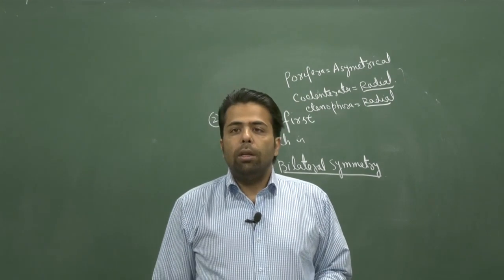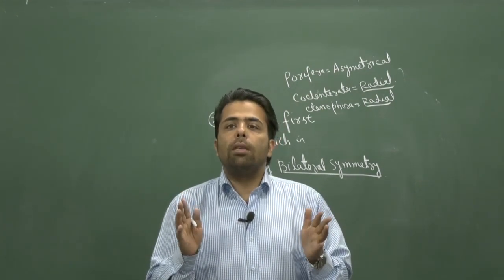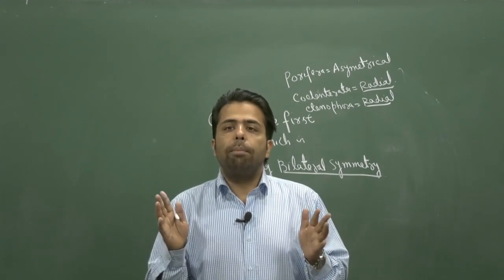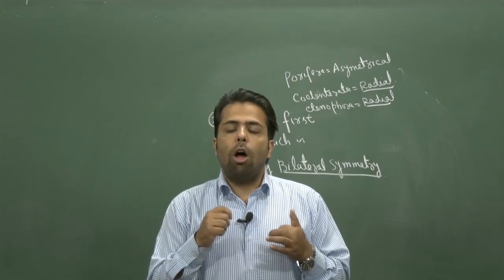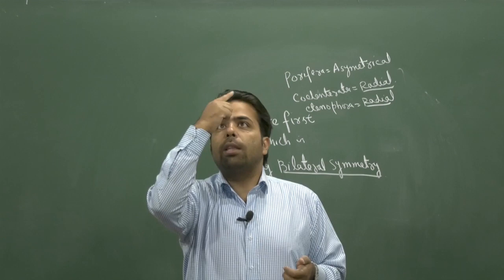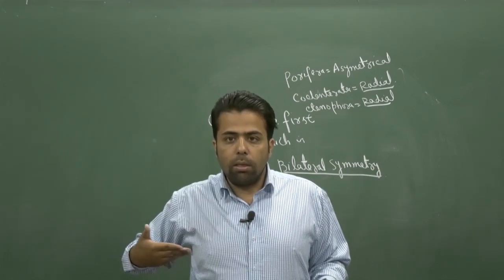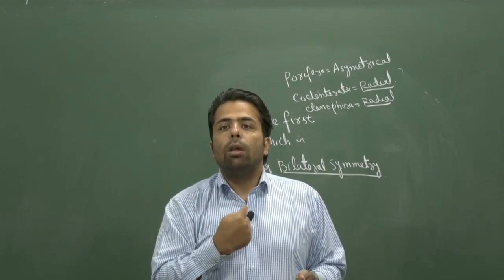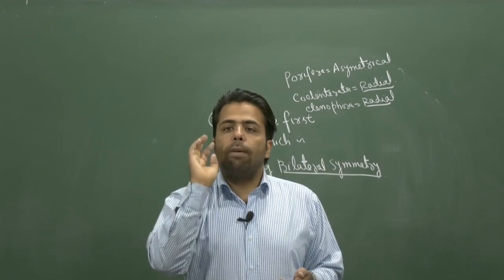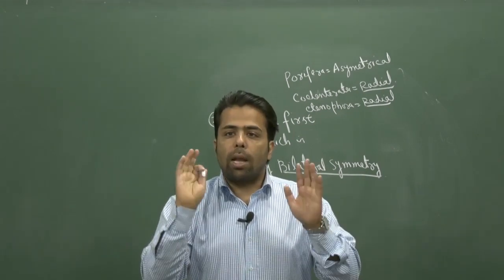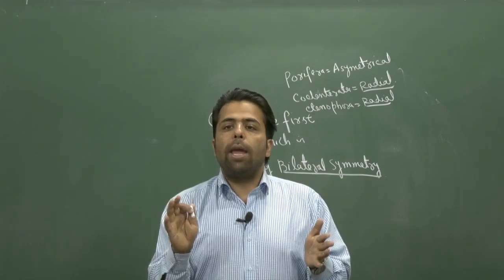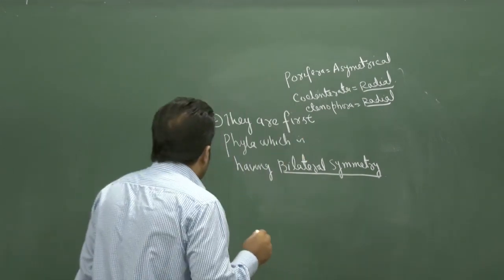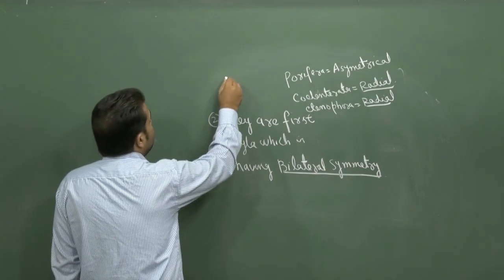What is bilateral symmetry? When an organism is cut into two equal halves by only one plane. For example, if you want to cut me into two equal halves, how many ways are there? There is only one way. You have to cut me like this, this way. If you cut like this, the head will go up and the body will go down. But if we cut like this, I will be cut into two equal halves by only one plane. And the organisms which are cut into two equal halves by only one plane, that symmetry is called as bilateral symmetry. If I will draw a diagram here, diagram is like this.